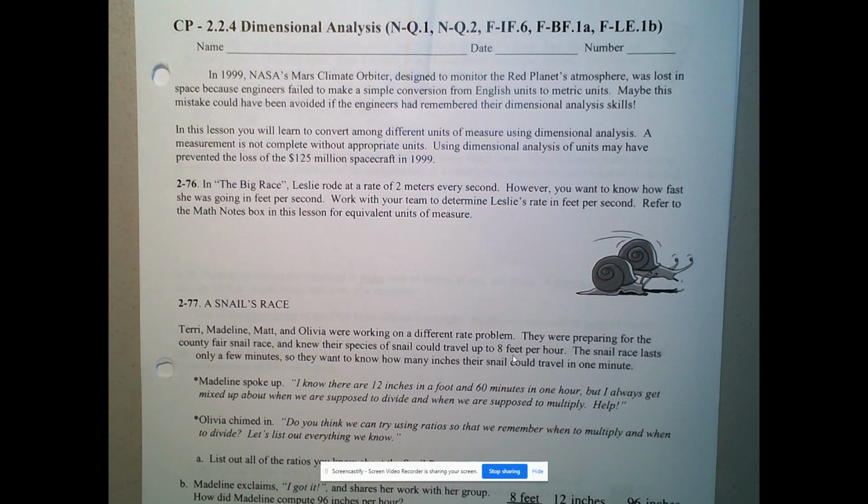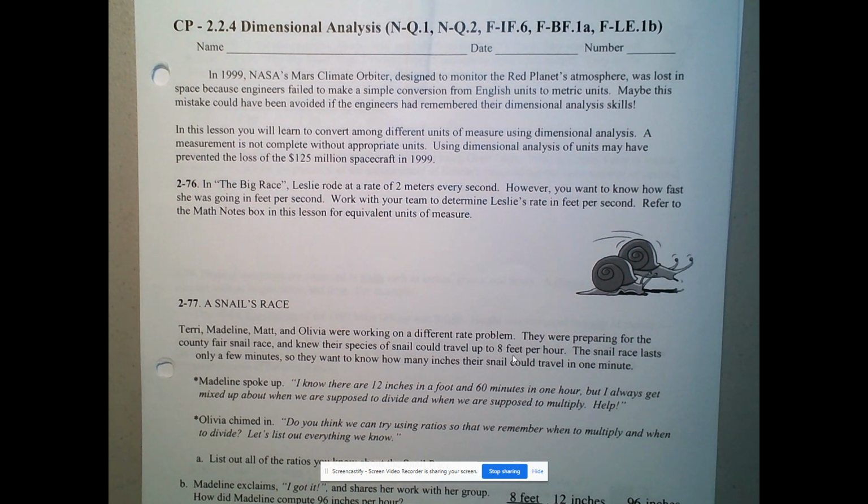A measurement is not complete without appropriate units. Using dimensional analysis of units may have prevented the loss of the $125 million spacecraft in 1999. Yes, the people in Houston did not talk to the people in Florida about the metric use of centimeters and meters and converting it to feet and inches, and we lost it. Yes, up in space, it's gone. We never found it again.